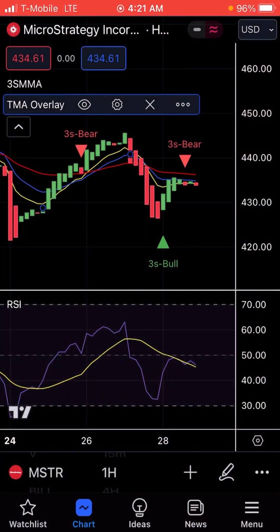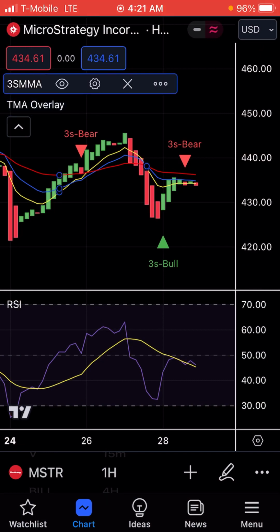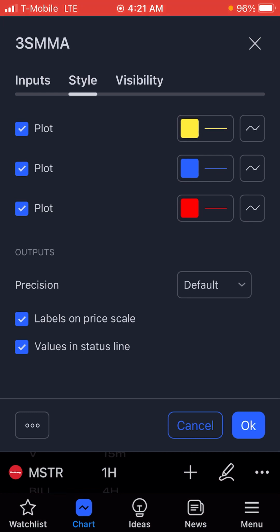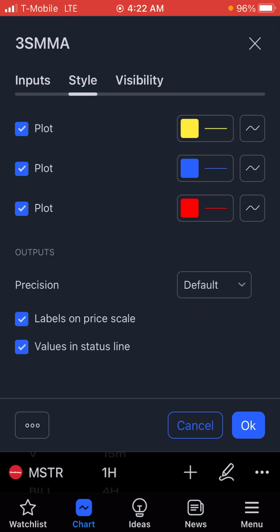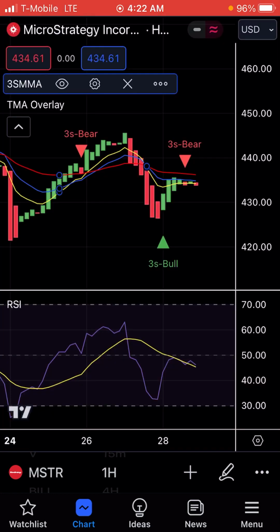Okay, so this is the formula that I use. I use my 3 smooth moving averages. Previously, I only used 2, but you have to use all 3 moving averages for this to work. It's the 5 and 8, which is part of my old videos, and it still works pretty well. But I just added the 20, a third moving average, and then I used my TMA overlay.